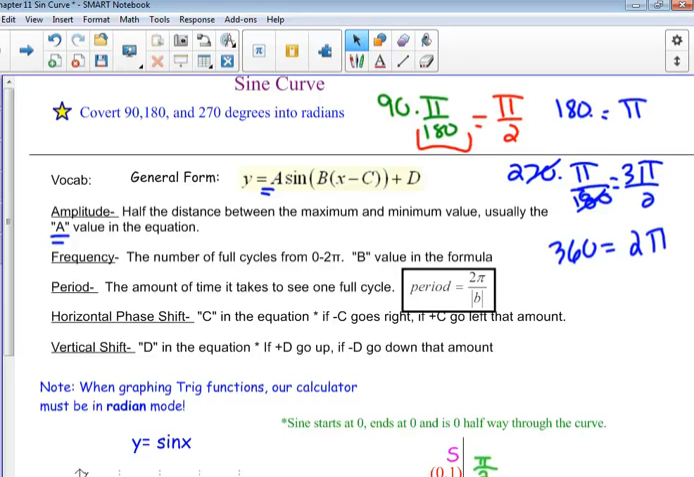Does that make sense, what the amplitude is? Yeah? Okay, great. Now the frequency is a little bit tougher. The frequency is going to be the b value in your formula. I remember it's what comes before the x.